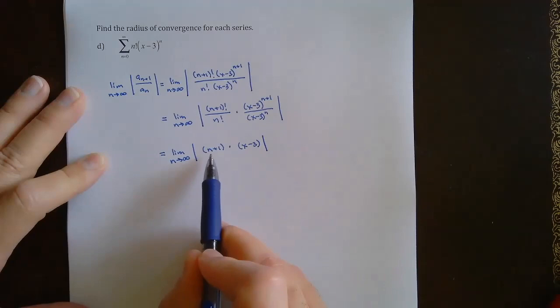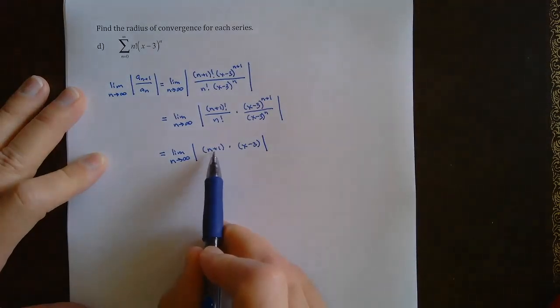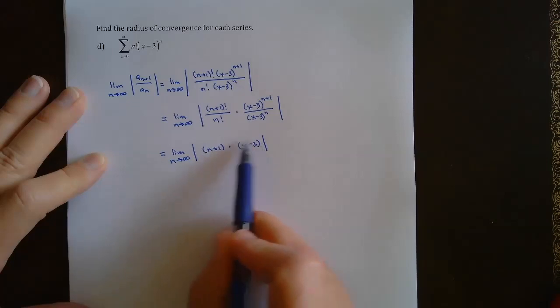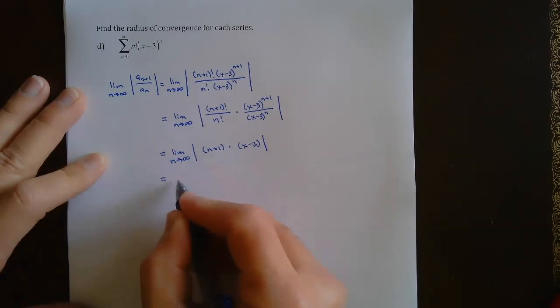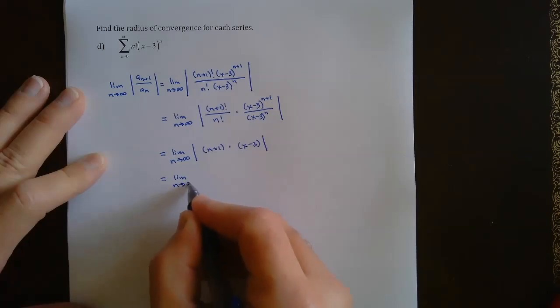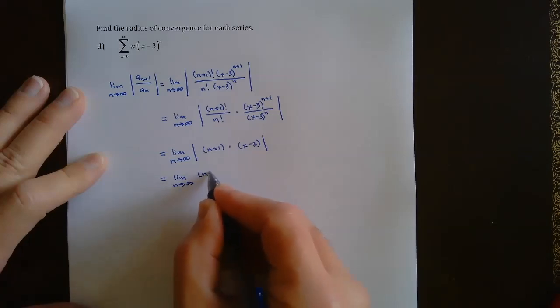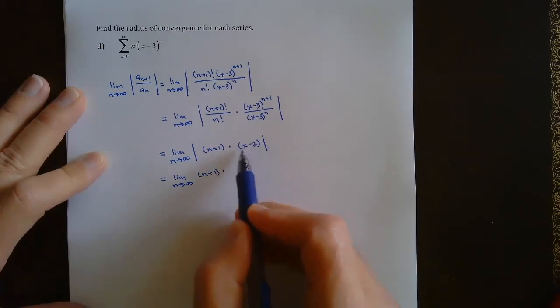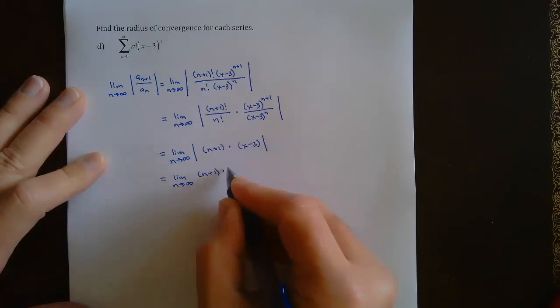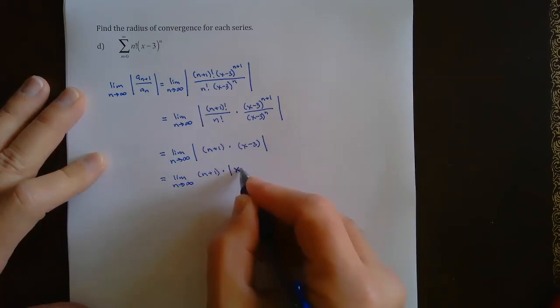Okay, since n's going to infinity, we really don't need the absolute value on this one. The absolute value of a product is the absolute value of this times the absolute value of this. But since n is going to infinity, this will never be negative. So this would be, again, the limit as n approaches infinity of n plus 1 times, now this one, depending on what the x is, could be negative or positive, right? So we do need the absolute value on this one. So absolute value of x minus 3.